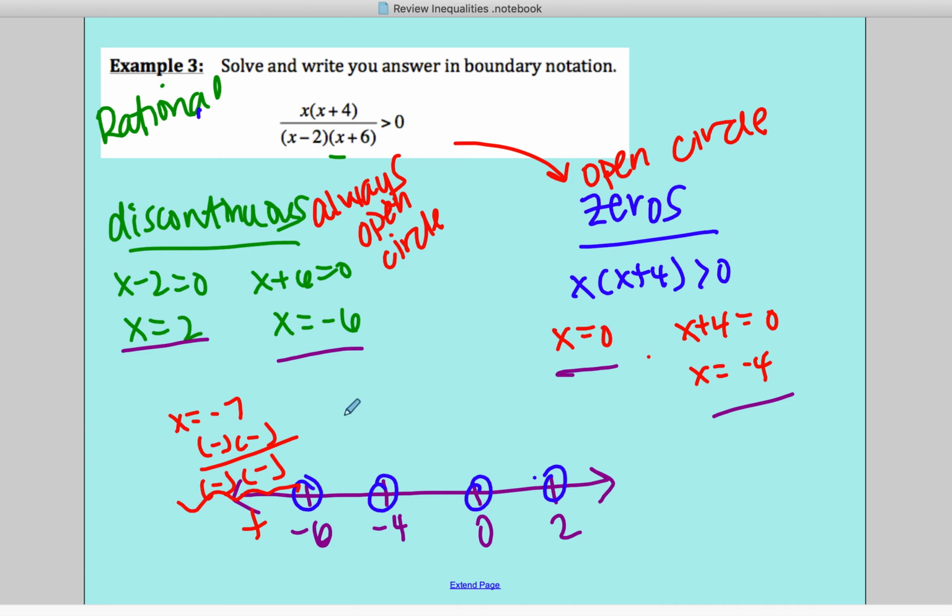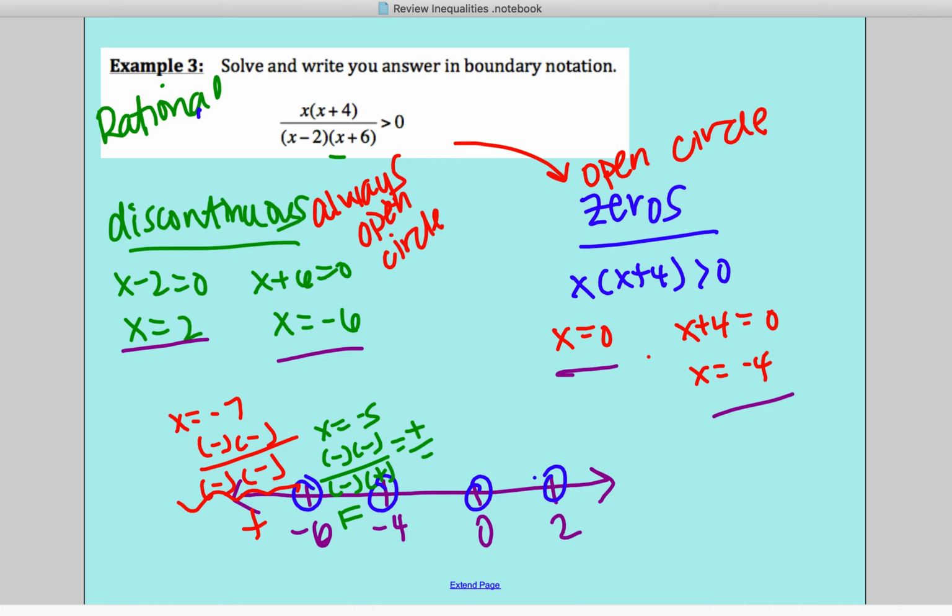Then I move on to the next one. I try x equals negative 5. That would make this a negative. Negative 5 plus 4 is negative. Negative 5 minus 2 is negative, and then negative 5 plus 6 is positive. So the top, negative times negative, is a positive. The bottom is a positive times negative, so negative. A positive divided by a negative is negative. Are negatives greater than 0? No, they are not. This is false, so I do not shade there.